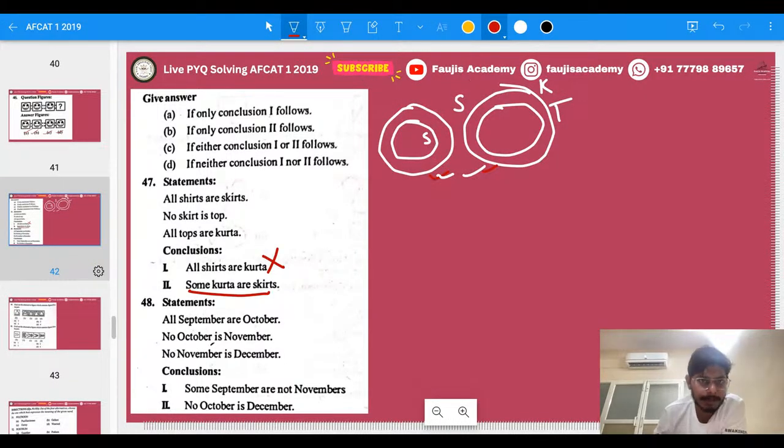Okay, let's get back to our business. So some kurtas are shirts, shirts and kurtas, there is no relationship between them, isn't it? So for this one, answer will be 47. Answer will be D. Okay, right.